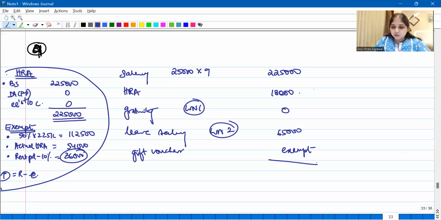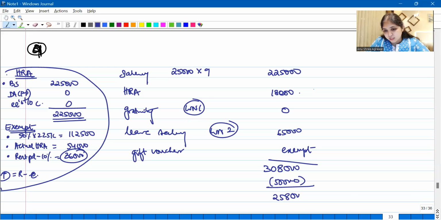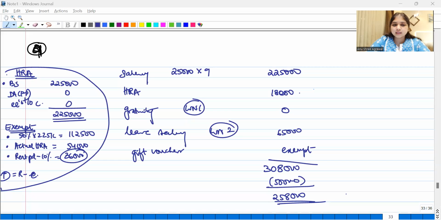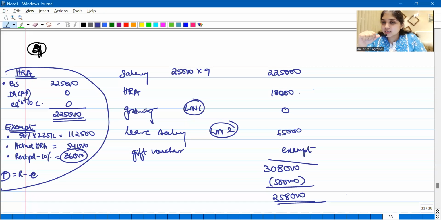So now if you add up, what's the total salary income of this assessee? Total salary income is going to be 3,08,000. But what should I remember to subtract? I should remember to subtract standard deduction of 50,000, which is going to be 2,58,000. Are we clear with this? This is going to be our answer for this question.